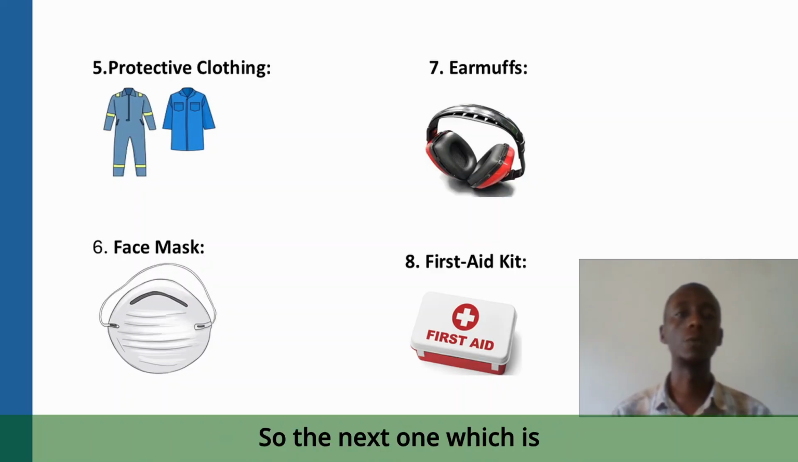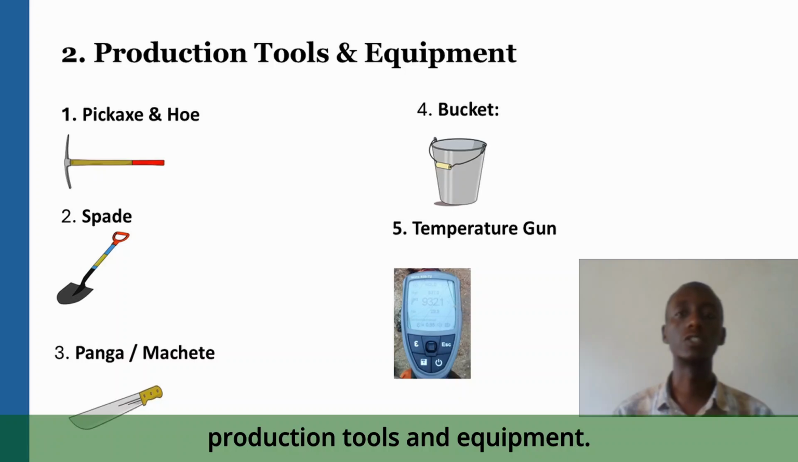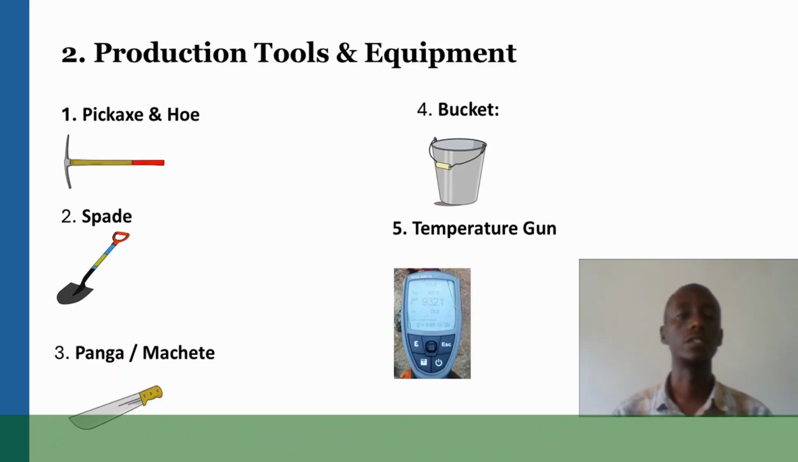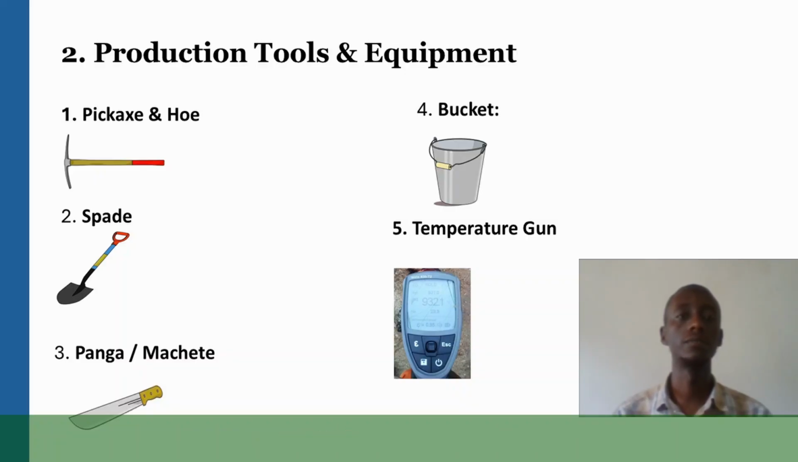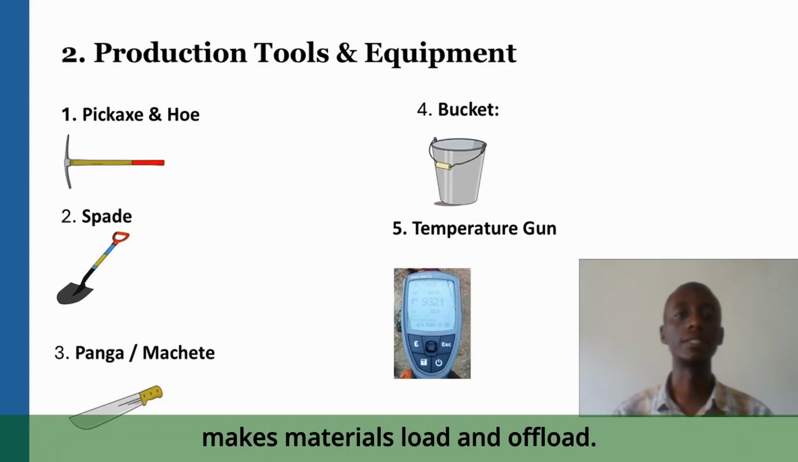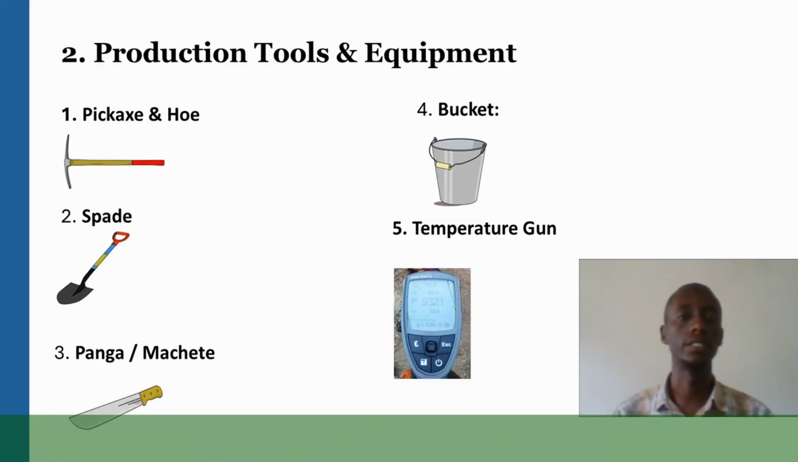The next one is production tools and equipment. It focuses on hand tools, and it has 10 tools. The first one is pickaxe and hoe. These tools excavate soil and mix raw materials. The second one is the shovel. This shovel is used to load and offload materials.